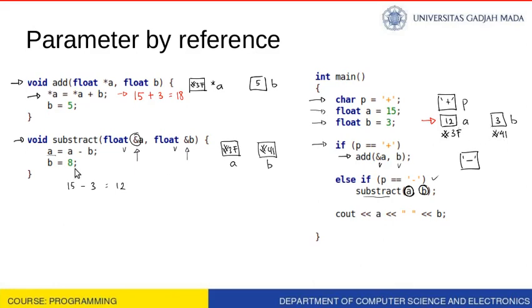Okay, and if you do like this, B equal to 8, so the B in the main program will also change into 8. Okay, and then when you print out what is A and B in the main program, then you will have 12 and 8. So that's how parameter by reference work.